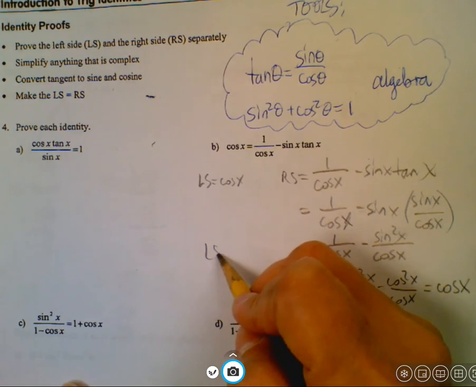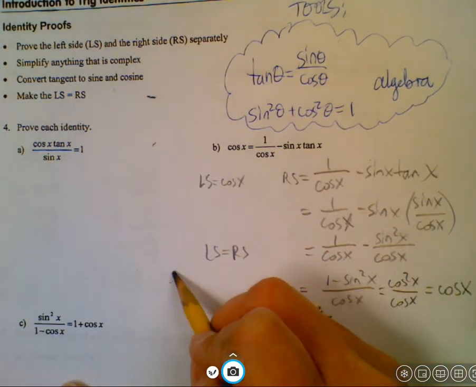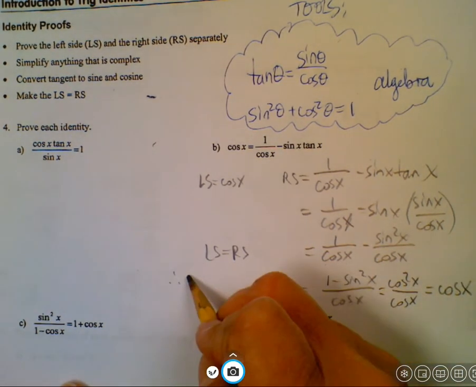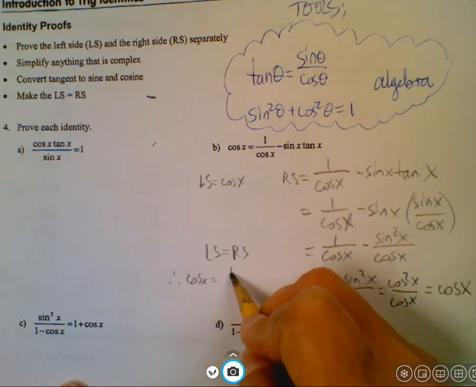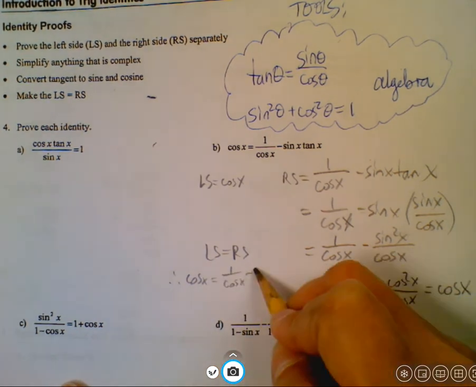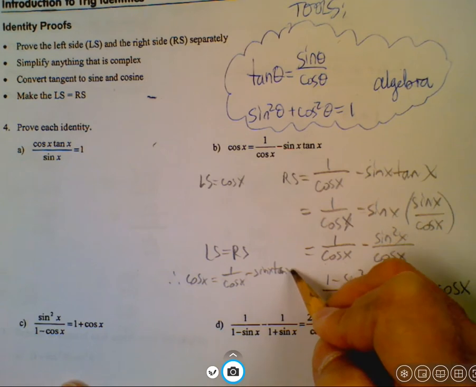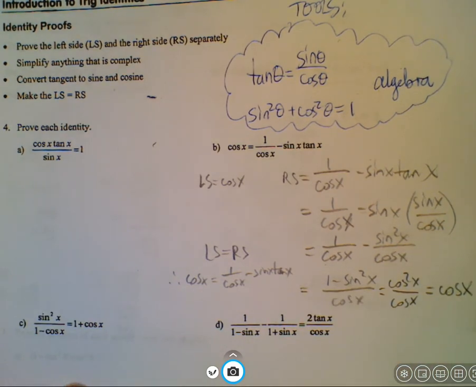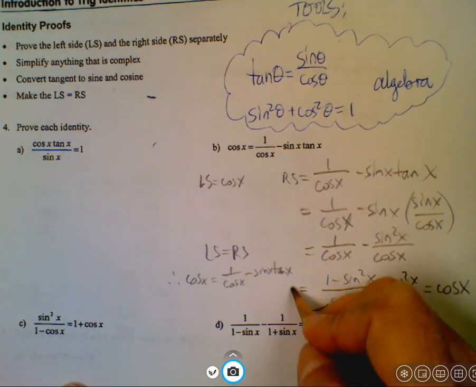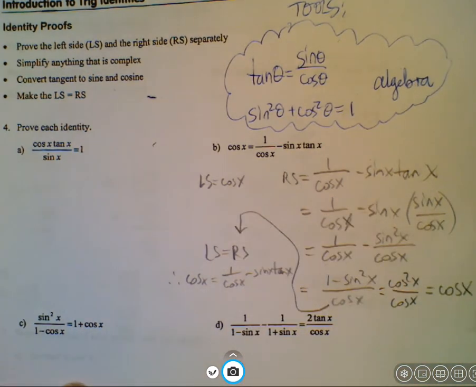And look, I have my left side equals the right side. Therefore, I'm going to restate the identity. Cos x equals 1 over cos x minus sine x tan x. Okay, and so really this line should be after all the other stuff, but there's no space on the other side. Okay, and that's how you prove trig identities.